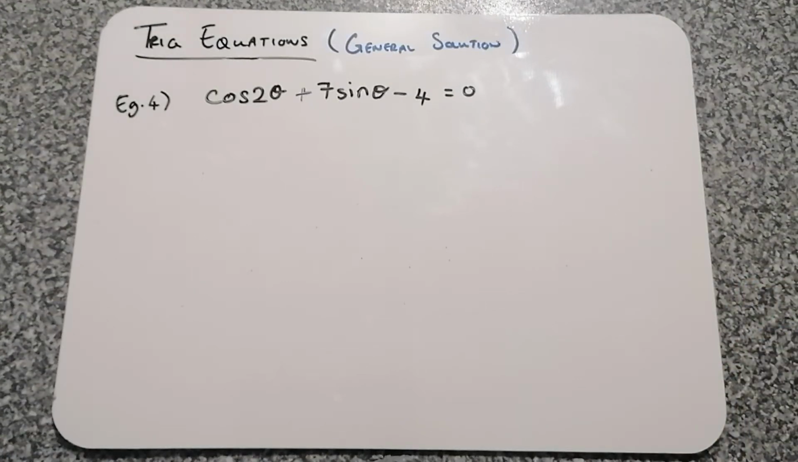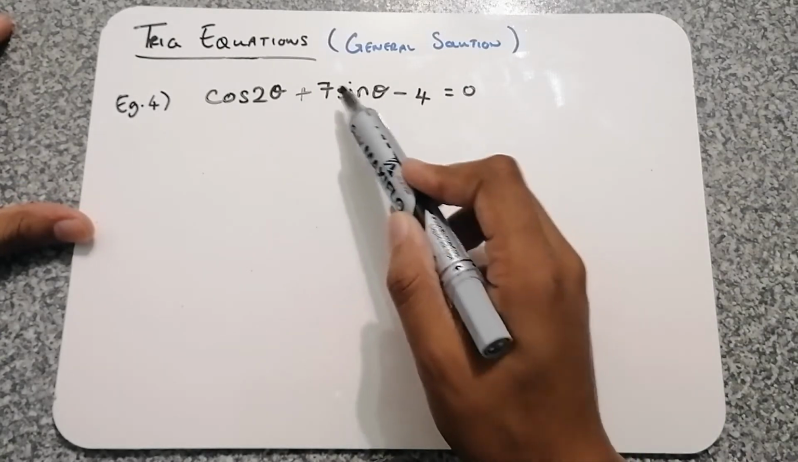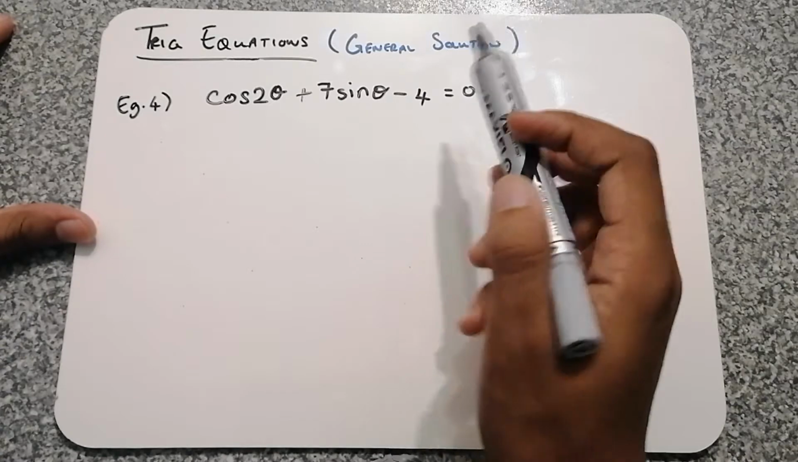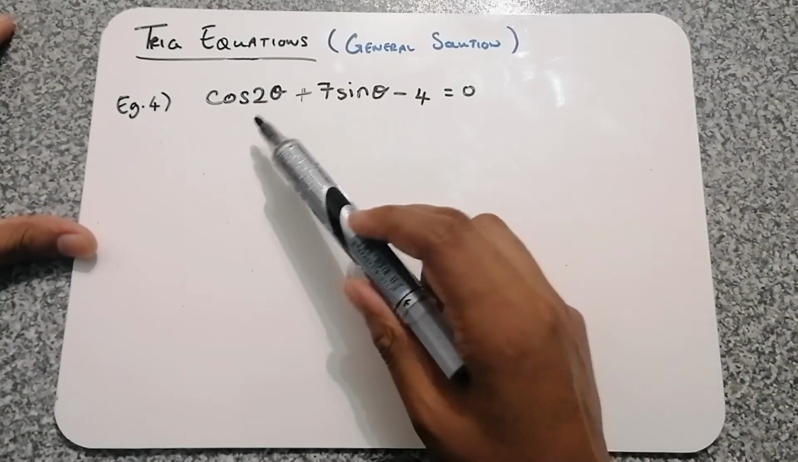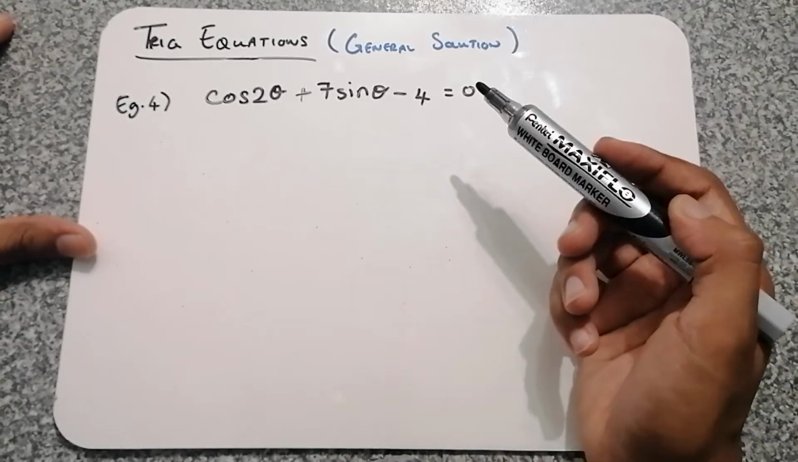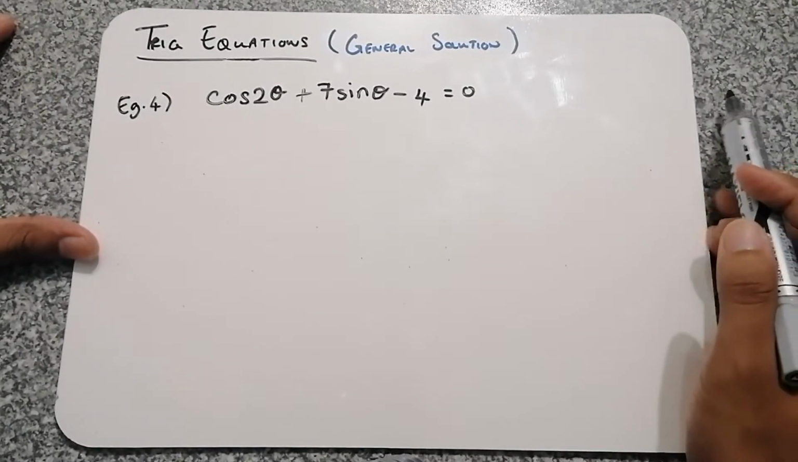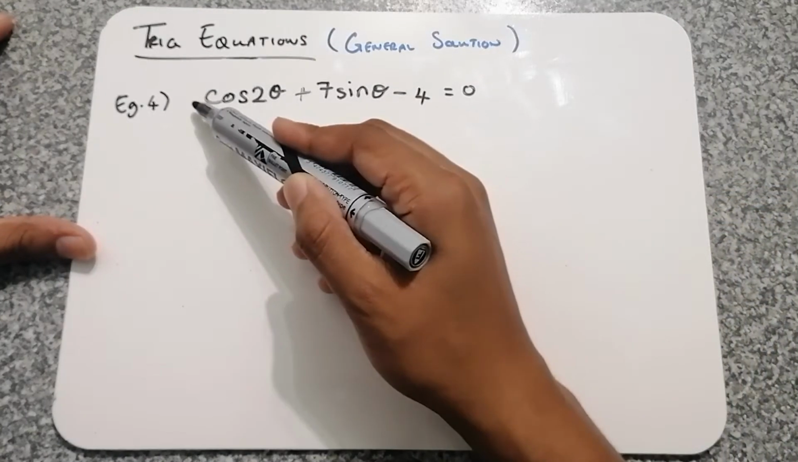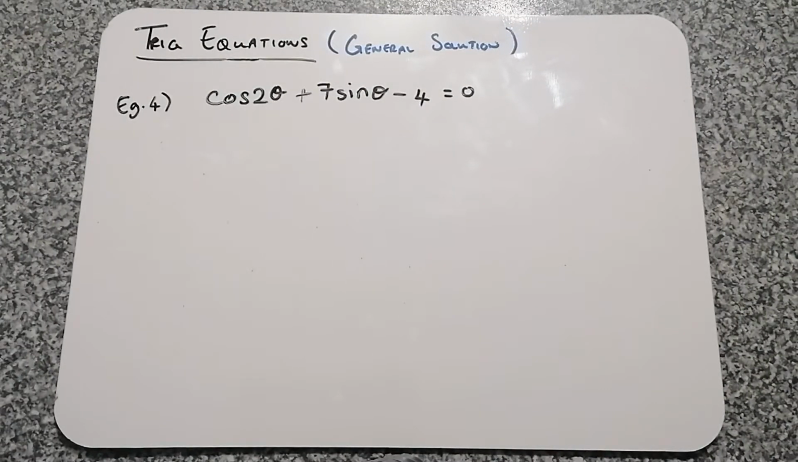Okay, so we have to solve this equation cos 2 theta plus sine theta minus 4 is equal to 0. And we're going to find the general solution for this. Okay, so we have cos and sine part of the same equation. We have to get rid of one of these functions. And the way to do that is to change this cos 2 theta into one of its double angle identities.